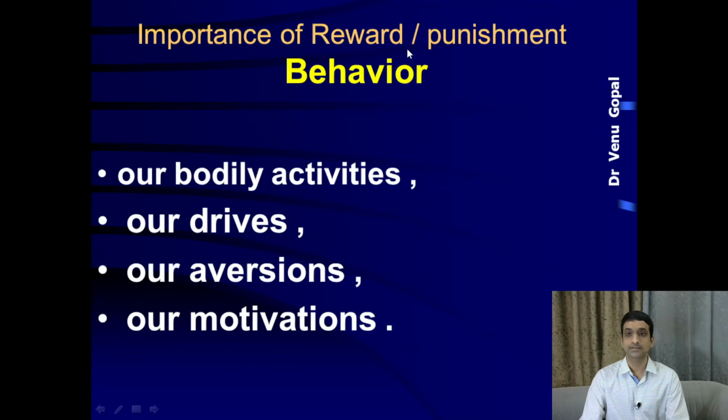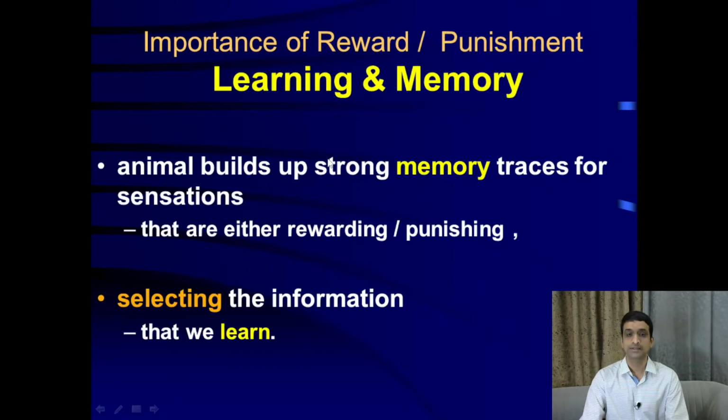Then this reward and punishment will play a major role in emotional behavior. Emotional behavior is all about bodily activities, our drives, aversions, motivations. Then this reward and punishment is going to play a major role in learning and memory. So the animal builds up strong memory traces for sensations which are either rewarding or punishing. For example, if a child is going to school, if he feels that attending a class is extremely rewarding, if he gets chocolate every day, then he will have better memories. Exactly the same thing can be with punishment also.